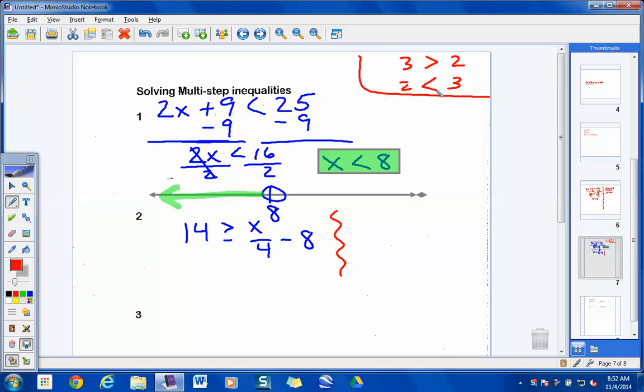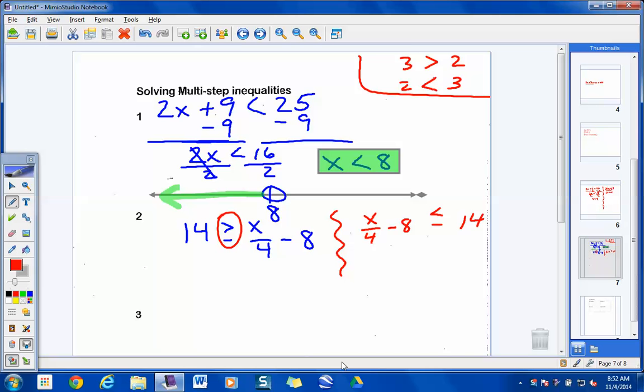Okay, so let's rewrite this. I'm going to call this x divided by 4 minus 8 first. All right, and then over on the right, I'm going to put the 14. Now, guys, my sign originally was greater than or equal to, wasn't it? Everybody agree? Yeah. So since I'm rewriting it so x is on the left-hand side, what have I got to do now? Switch that sign to less than or equal to. All right? Lily, is that what you were wanting to do with that?